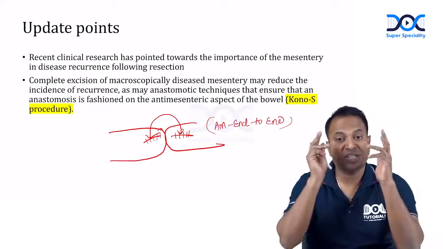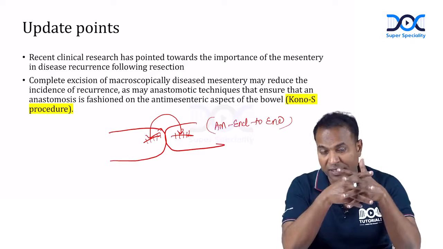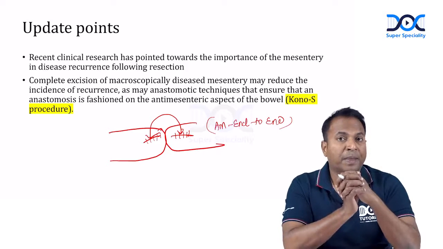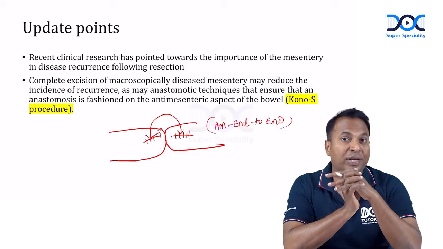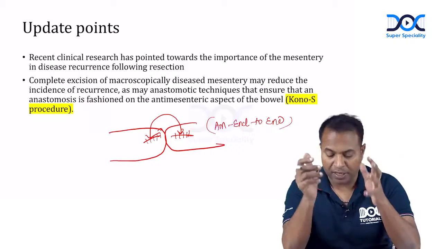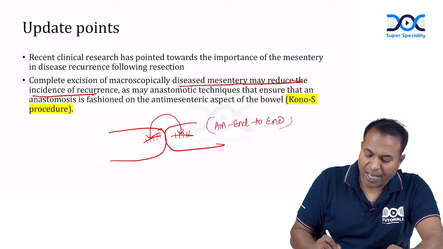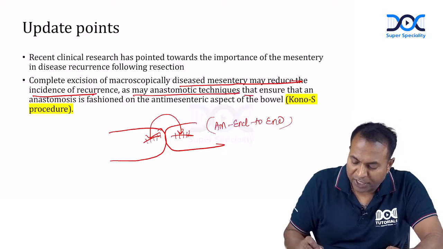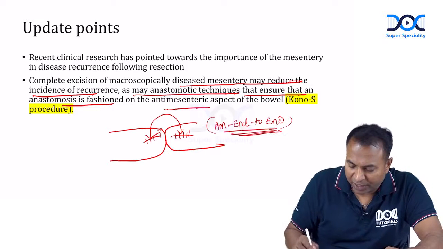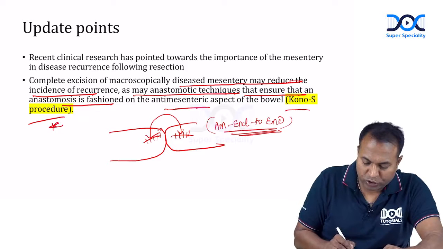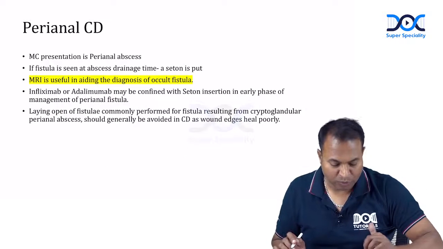Complete excision of the microscopically diseased mesentery may reduce the incidence of recurrence. So, a very important update is that in Crohn's disease, they are advising us to resect the mesentery also, like we do in cancer. Resecting the diseased mesentery may reduce the incidence of recurrence, as may anastomotic techniques that ensure the anastomosis is fashioned anti-mesenteric end to end, called the Kono-S procedure, which is already discussed in Sabiston also. So, please remember Kono-S anastomosis.